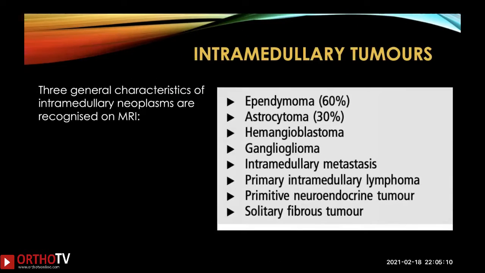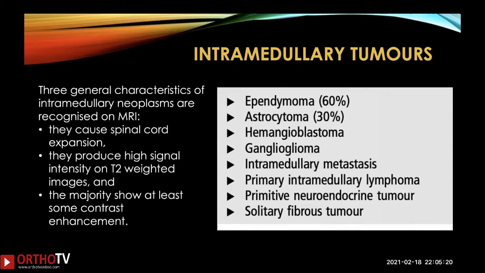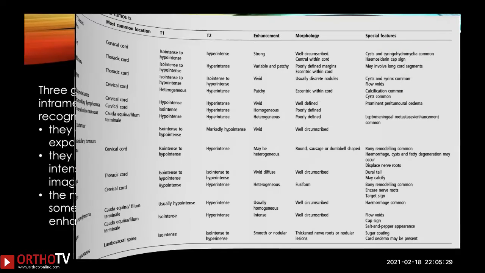Intramedullary tumors are also very important because we see a lot of these. The most common one is ependymoma, then astrocytoma. The general characteristics are that they cause spinal cord expansion. They produce high signal intensity on T2 weighted images, and the majority show at least some contrast enhancement.